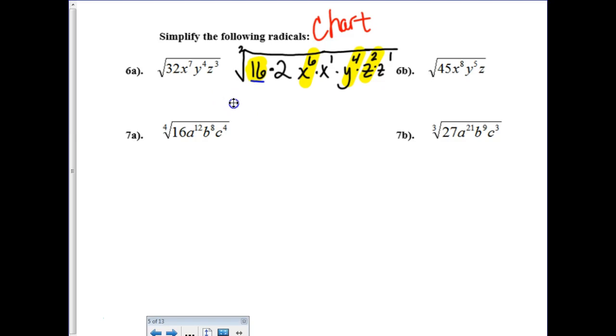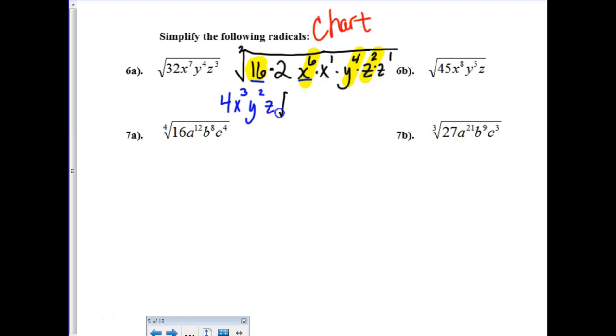So square root of 16 is a 4. Square root of x to the 6th would be x to the 3rd, which is the same x to the 3rd you would have gotten had you broke this apart into a couple x squareds, or 3 of them. Square root of y to the 4th is y squared. Square root of z to the 1st is z.